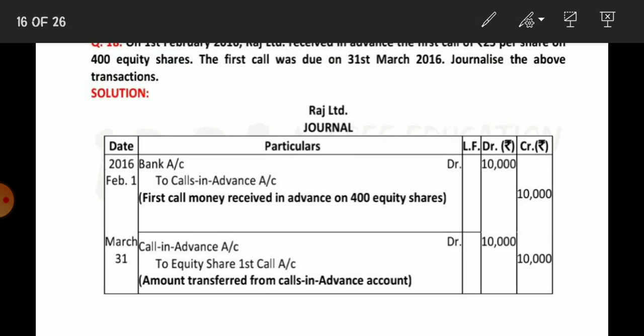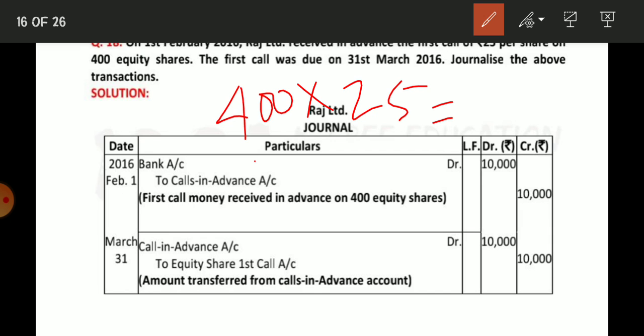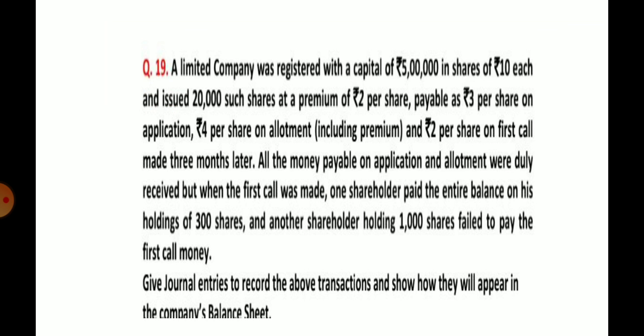Bank to calls in advance. Okay, bank to calls in advance. How is it calculated? 400 into 25, that will be the advance money. On 31st March there is a reverse entry to transfer it to the first call, that will be calls in advance to equity share first call. Okay, quite simple. It is too easy, you can easily calculate it.